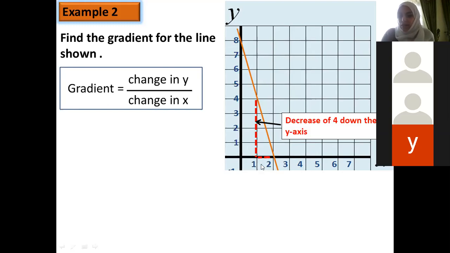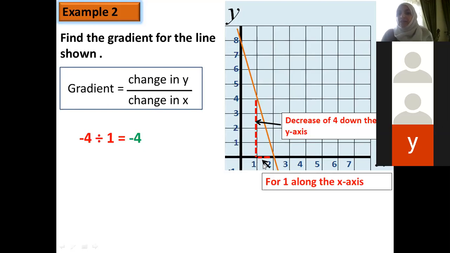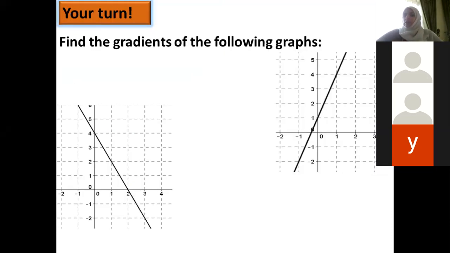Okay, so that would be the gradient. Are we going up or are we going down, Yahya? We're going down, teacher. Decreasing. We're going down because it's a decreasing line. Yes. Right. Okay, so -4, we're going down for 4, and then we are going to the right, so that would be -4 divided by 1, which is -4, and the gradient should be negative. That is right. Great Yahya, thank you.